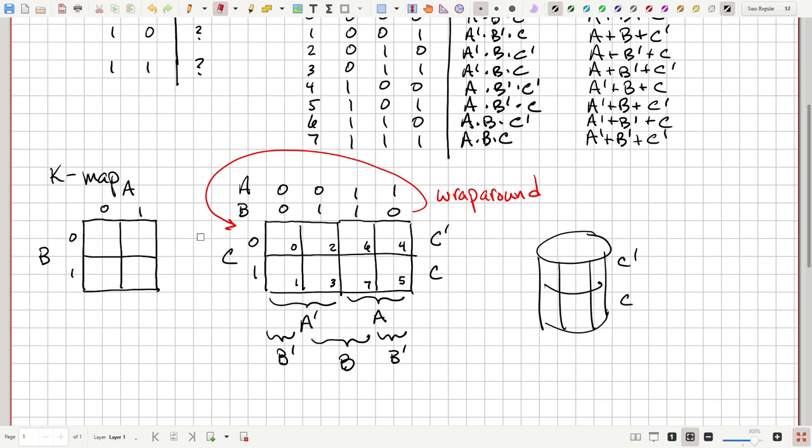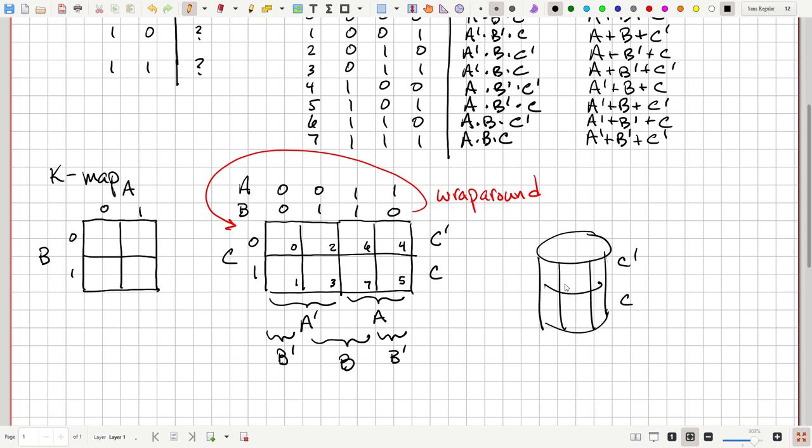Now, this gets to the reason why we drew these row numbers in kind of a funny way: 0, 1, 2, 3, and instead of 4 and 5 here, we put them over on the right, and then 6, 7 here. If we had swapped these, then the B values would go 0, 1, 0, 1, and then both the B block and the B prime block would not be contiguous. And so it would break it up. Okay, so this is a way in which we try to get all of the cells that have one variable the same, either 1 or 0, together in some sense so we can see blocks. That's the idea of the K-map, to identify different blocks.